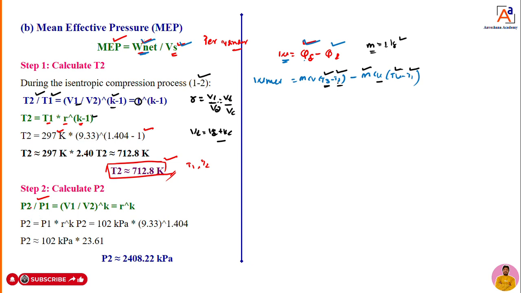So now P2 by P1 is equal to (V1 by V2) to the power of K actually. What is V1 by V2? That is r. Therefore P2 is equal to P1 into r to the power of K. So P2 is equal to 1 kilopascal multiplied by 9.33 to the power of K. Then you are going to get P2 is equal to 2408.22 kilopascal. That means 24 bar. P2 you have calculated.